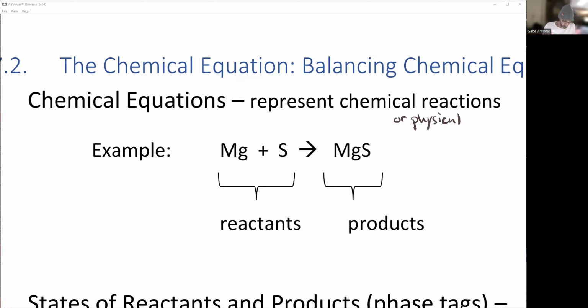So let's continue. On the left-hand side, or I should say at the tail end of the arrow, we have what we call the reactants. Reactants are the things that react. They're the things that we're combining together in order to turn into something else, or just one chemical breaking apart, or one chemical changing phase. So the reactants are the things that are going to be changing somehow.